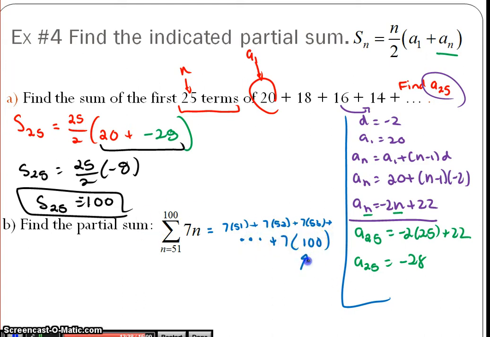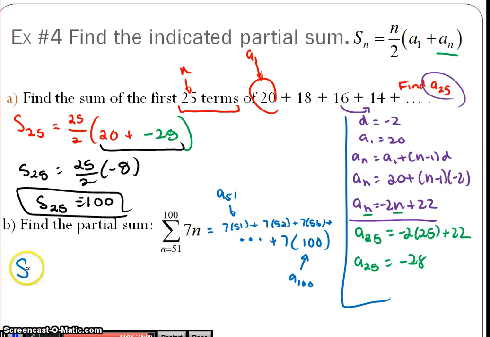This is your last term, your a100, and this is your first term, a51, essentially. So this is the first term we're adding up, this is the last term we're adding up. The first term you're adding up, the last term you're adding up, multiply by the number of terms you're adding up, and divide by 2. So we're going to use the same formula, we're just modifying it slightly.